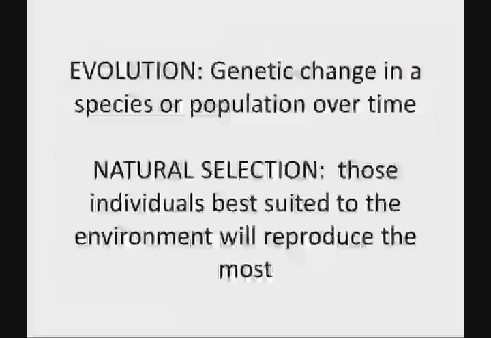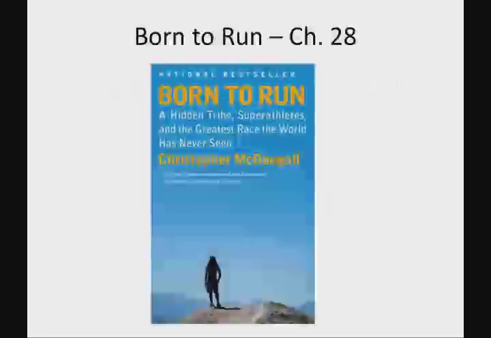So with that, we want to review evolution: genetic change in a species or population over time. Natural selection, remember, is the mechanism of evolution, where those individuals best suited to their environment will reproduce the most, and hence their genes will move on. Finally, as an assignment, which will be on the website, I want you to read chapter 28 from the book Born to Run. It is a great example of talking about human evolution, but also a very good example of the science of observation, asking questions, and looking at how we can use anatomy to think about evolution. So read that, and we'll talk about it more.